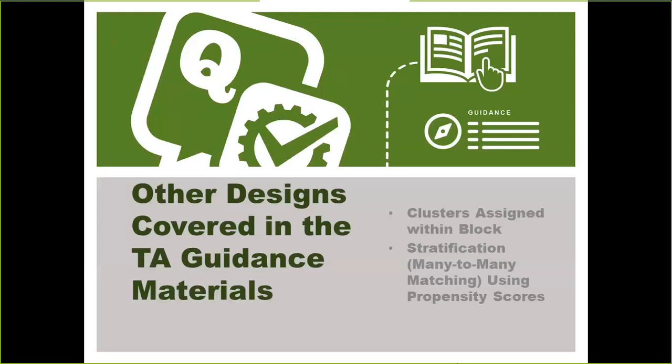In the interest of time, I'm not going to go through the models for all the additional designs that are described in the TA guidance materials. The concepts of accounting for clustering and blocking were discussed earlier in this presentation, and those concepts generalize to the cluster assignment within blocks design and the stratification many-to-many using propensity scores design. Please use the guidance documents and the example programs and data sets to learn more about specifying and fitting impact and baseline equivalence models for these designs. Example data and SAS, Stata, R, and SPSS programs for impacts and baseline equivalence are all included in the zip file.